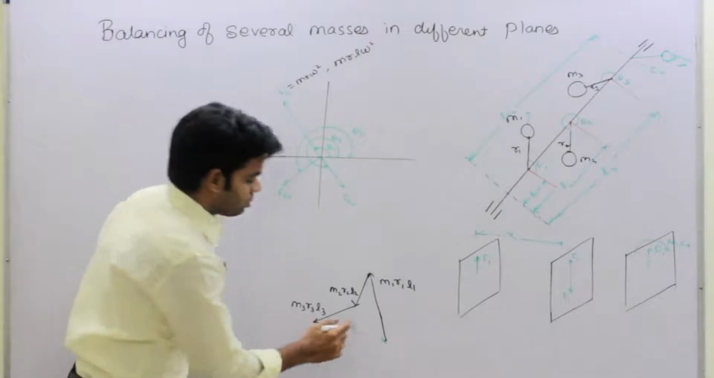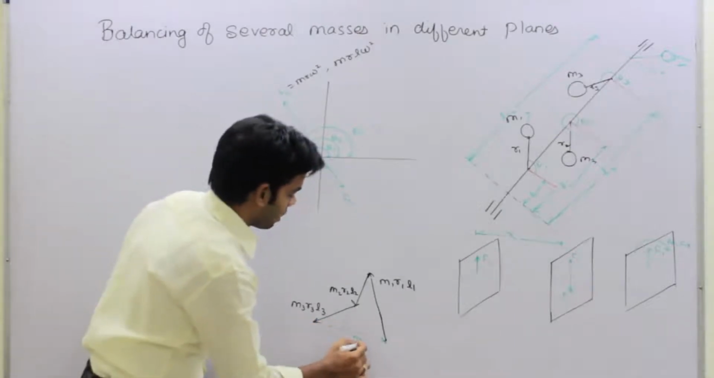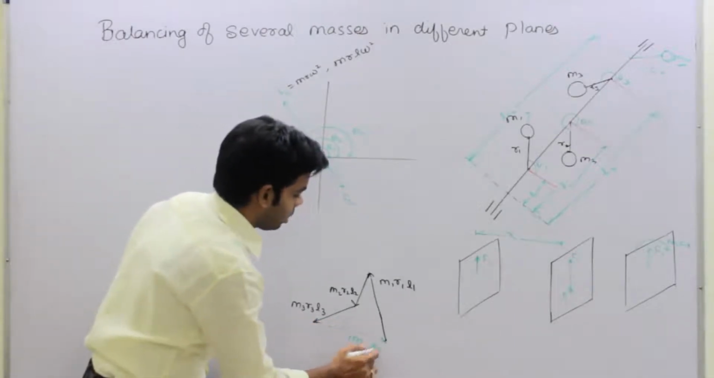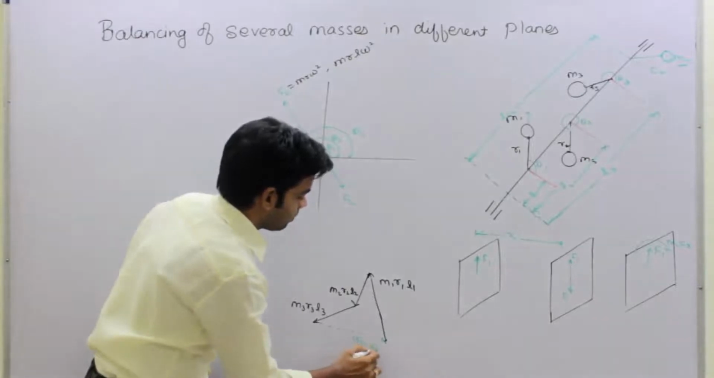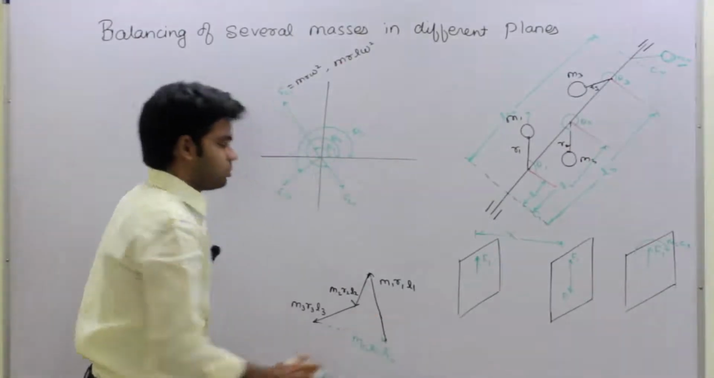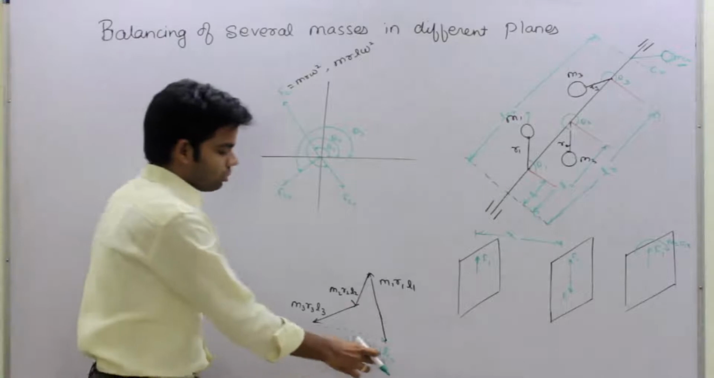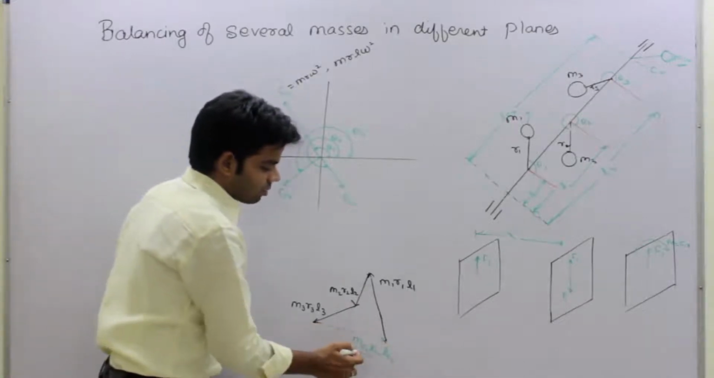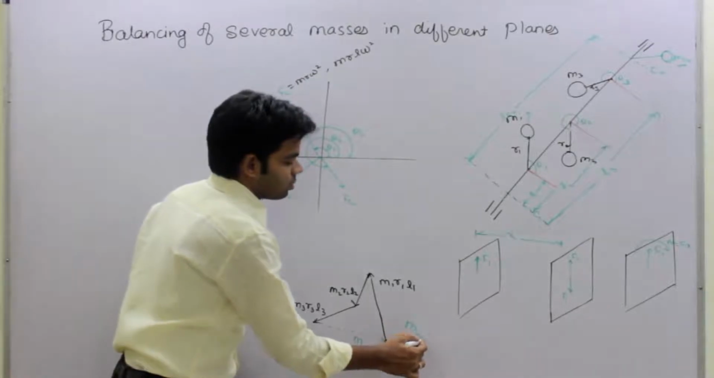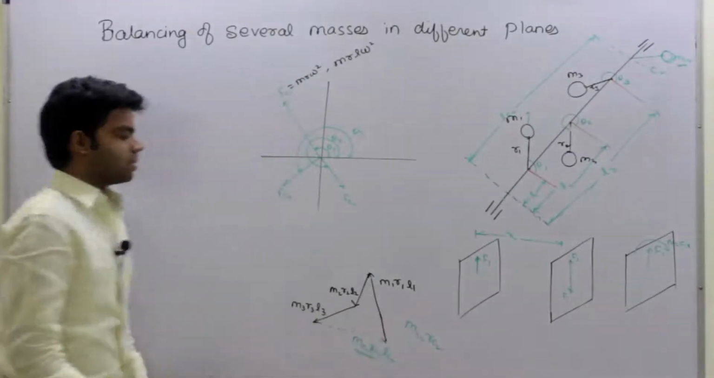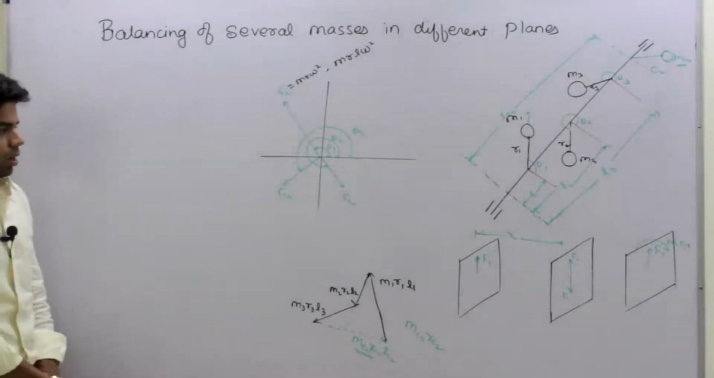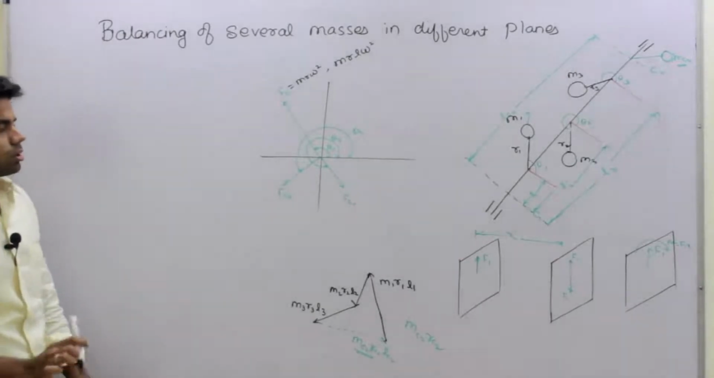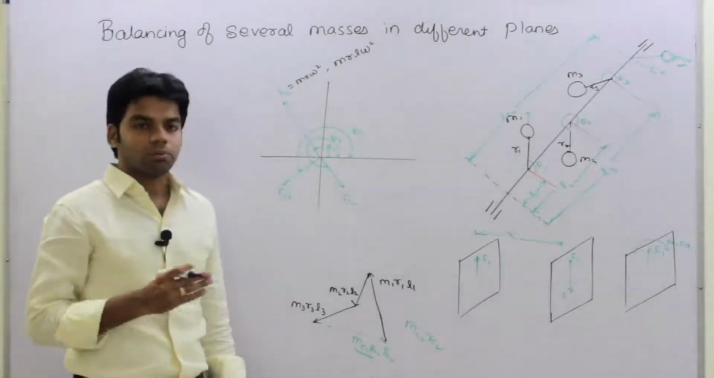Getting this? So we can measure this and the magnitude will be equal to mc2 rc2 into lc2. Okay, lc2 we are having, so from here by measuring this vector we can determine the value of this mc2 rc2. Clear or not?